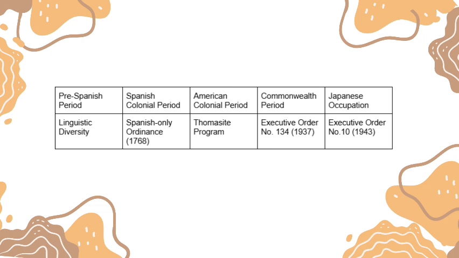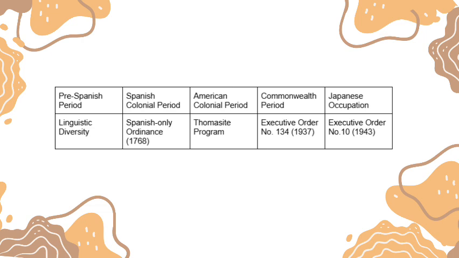Next is the American colonial period. The policy that it has is a shift, with English becoming the primary language of instruction and official communication. So the aim was to integrate the Philippines into the American sphere of influence. The Thomasites program brought American teachers to the Philippines to implement English language education, to make this language easier to implement.